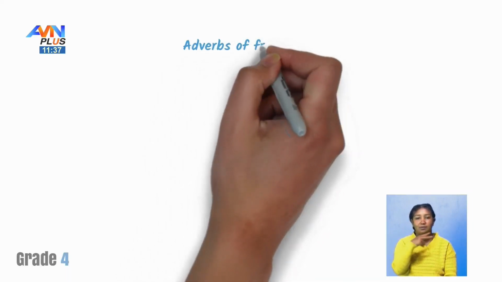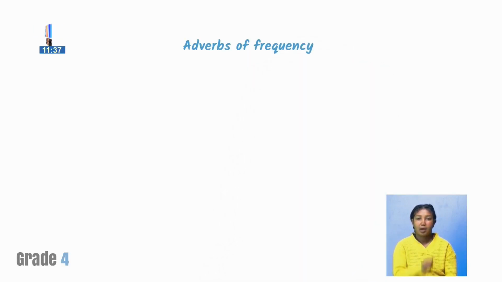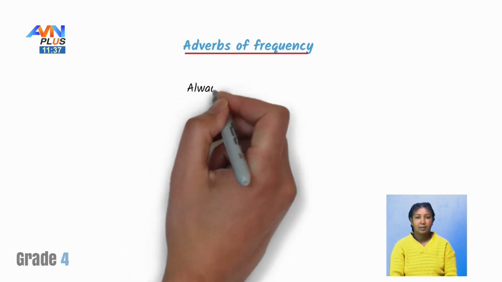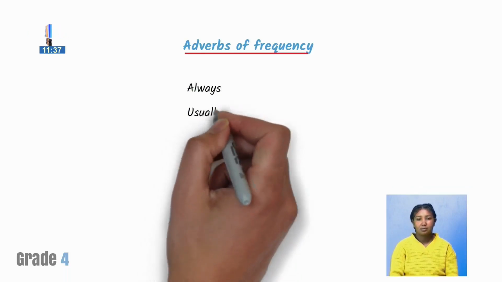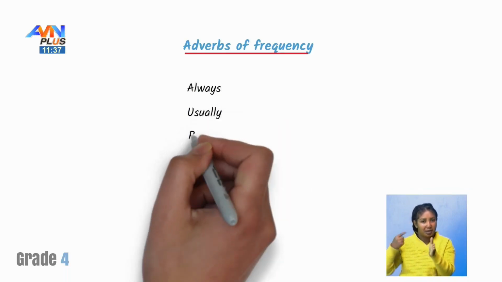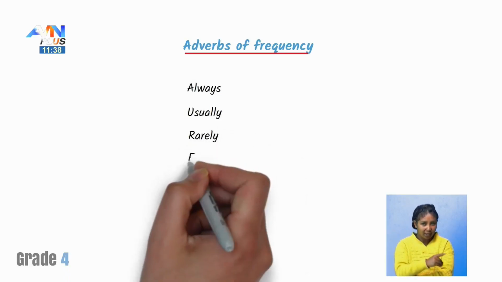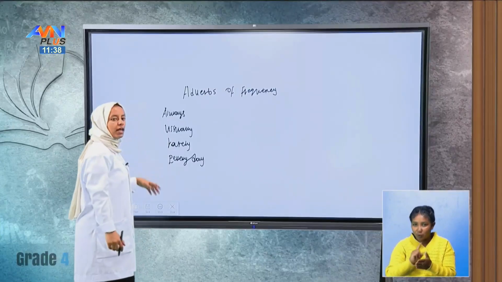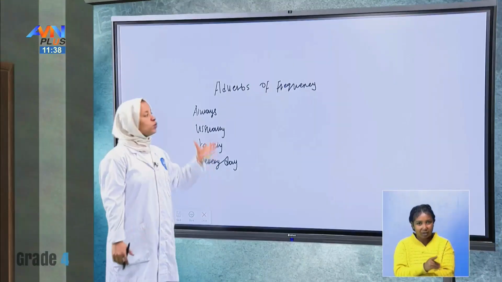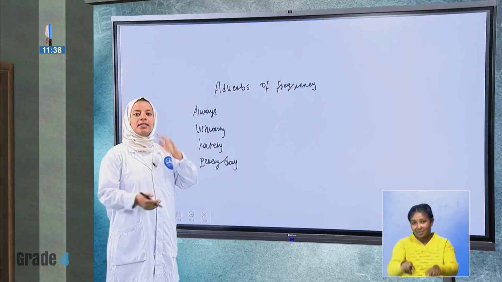Adverbs of frequency like always, usually, rarely, and you can also use every day, every morning, every week, every Saturday. You can use these adverbs of frequency with simple present tense.